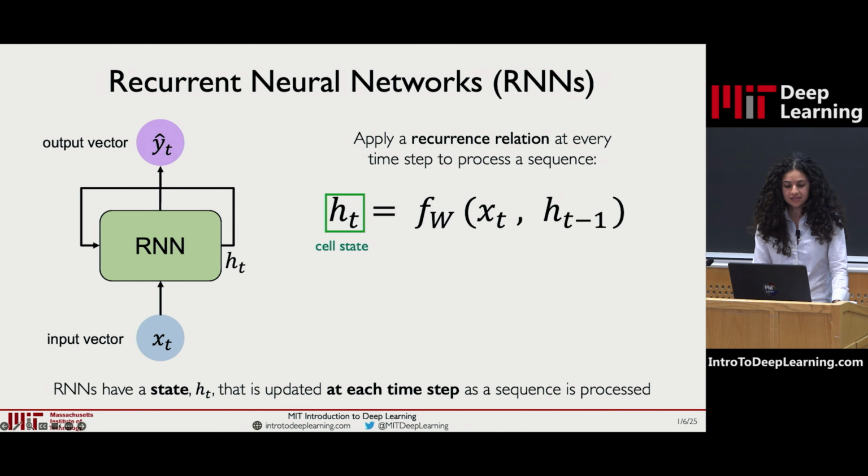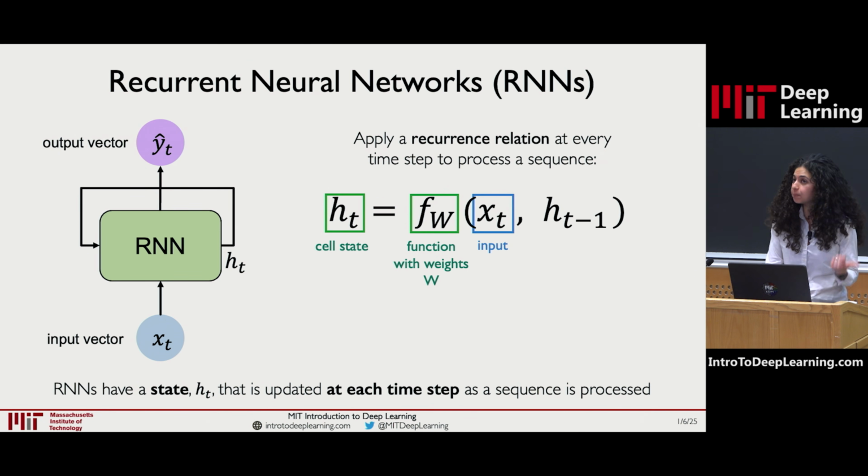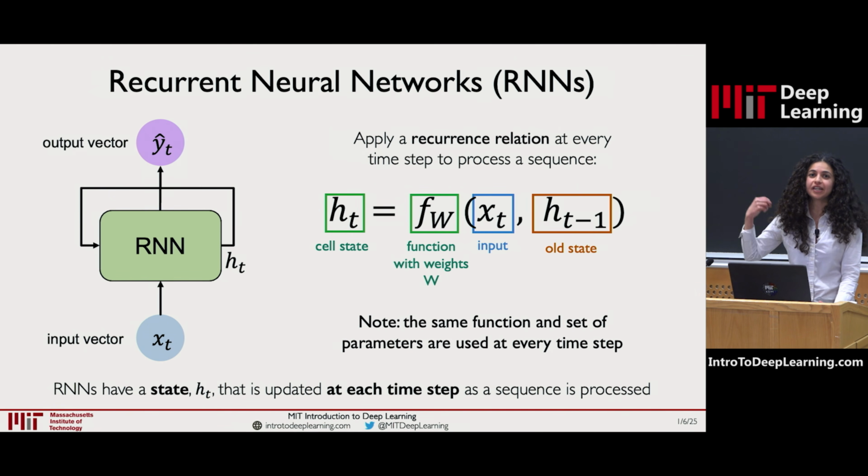To formalize this, the cell state h of t is defined by some function parameterized by a set of weights, w, that depends not only on the input at that time step, but also the prior state from the previous time step. And we can recurrently apply the same function time step by time step, so that we get this recurrent update to our cell state as the sequence is processed.